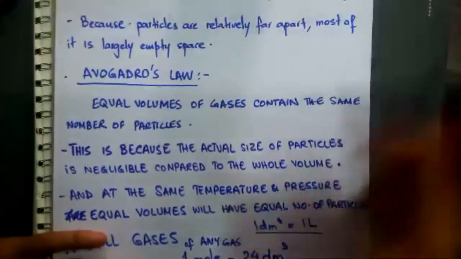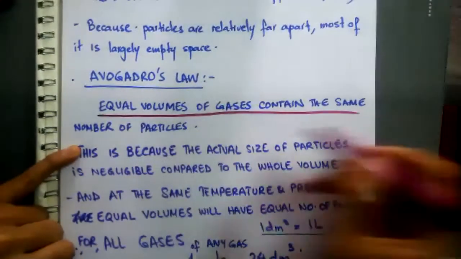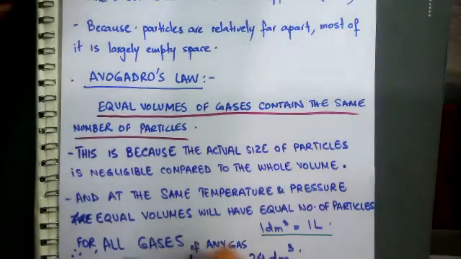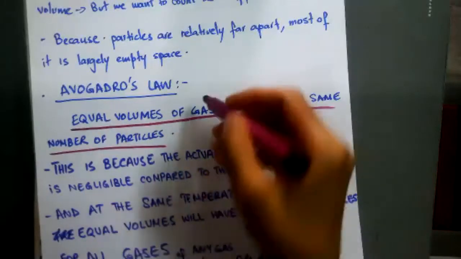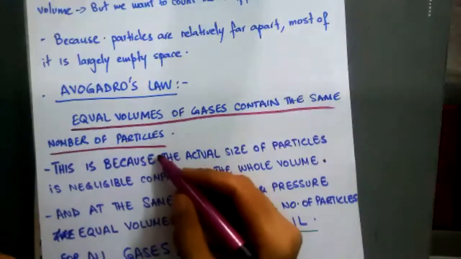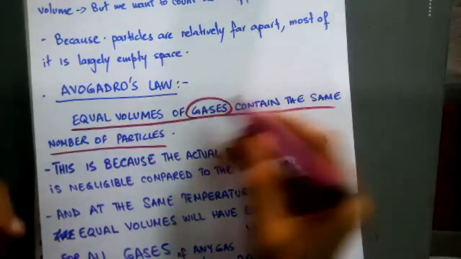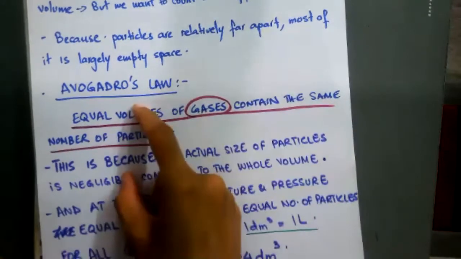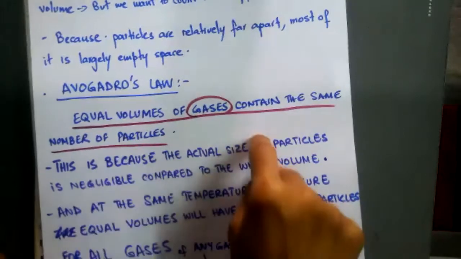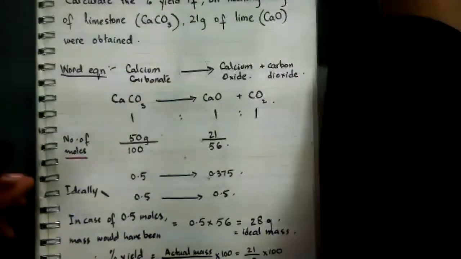So anyway, equal volumes of gases contain the same number of particles. Now, how is it possible that equal volumes of different gases contain the same number of particles? It can be any type of gas, but as long as their volumes are the same at the same temperature and pressure, the number of particles will be the same. Let me explain this in greater detail. Why is this so?